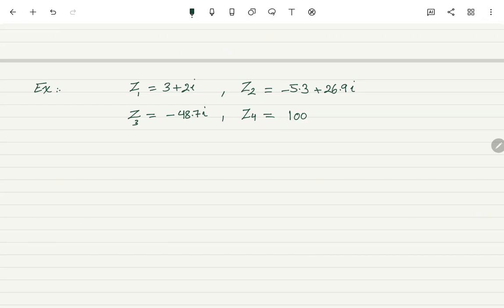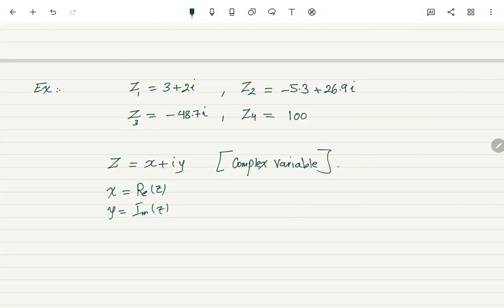Now rather than using a and b numbers, we use variables like x and y. So in this case here, z equal to x plus iy, and this is called a complex variable. In such a way, x is the real part of z and y is the imaginary part of z.